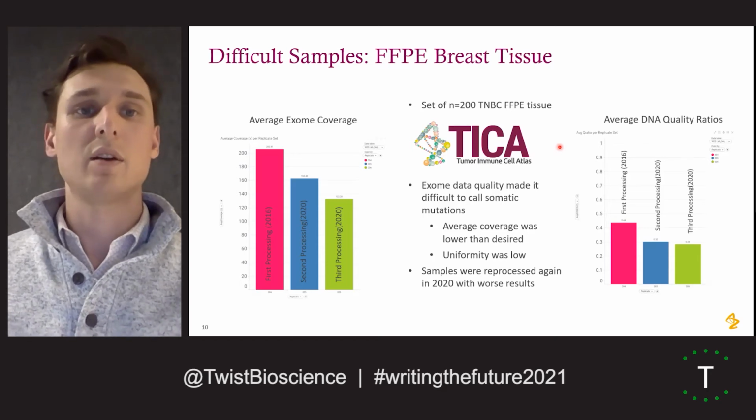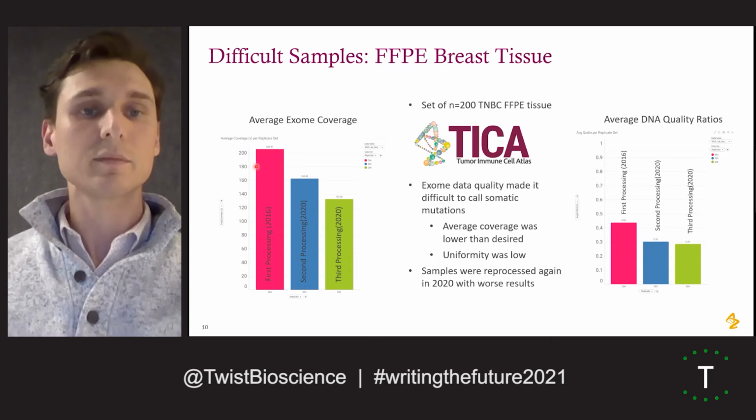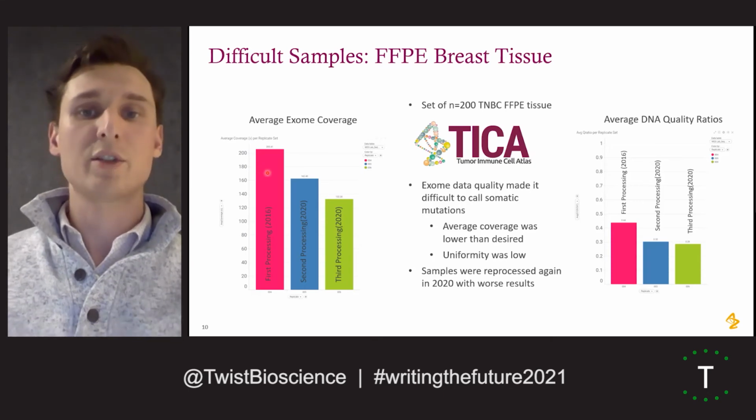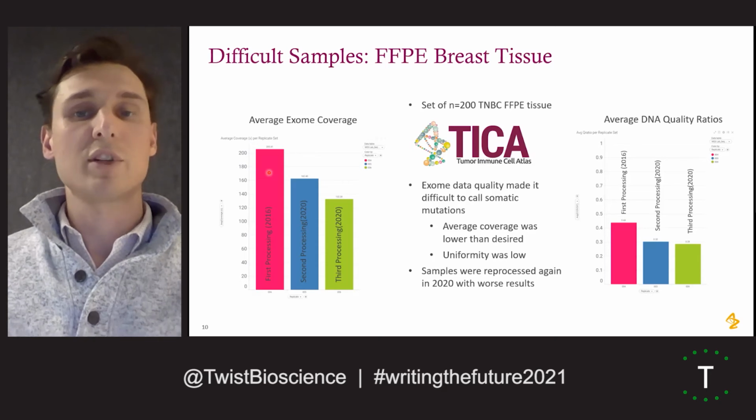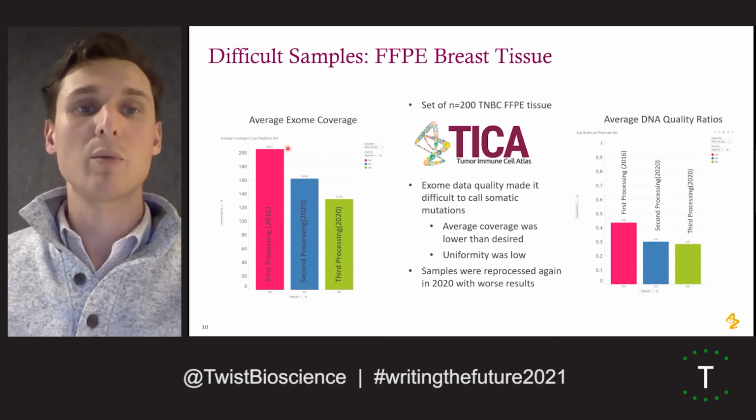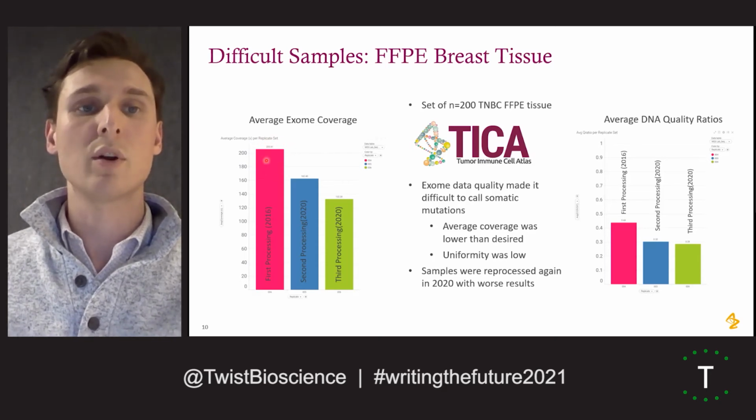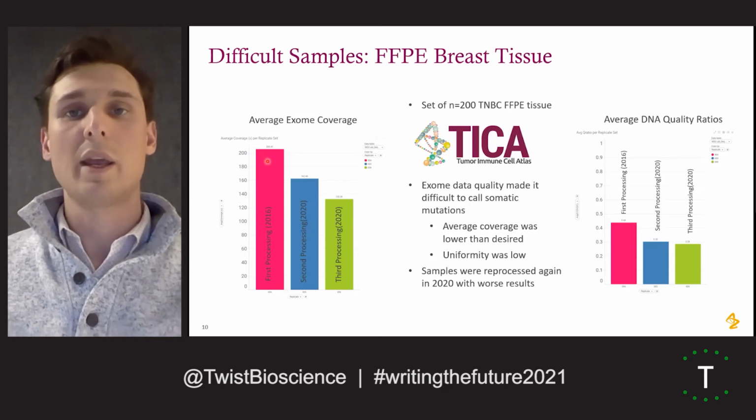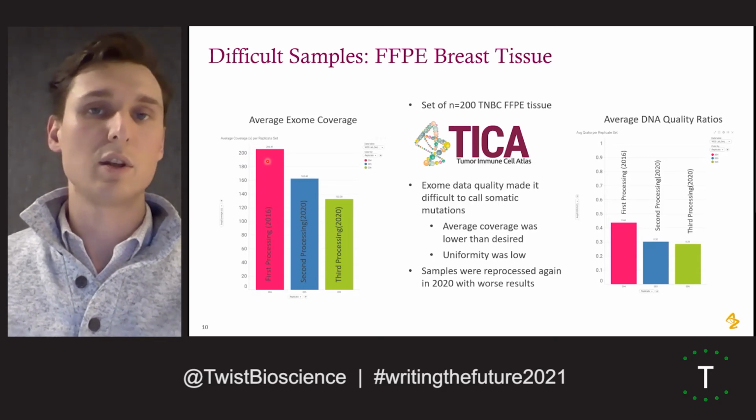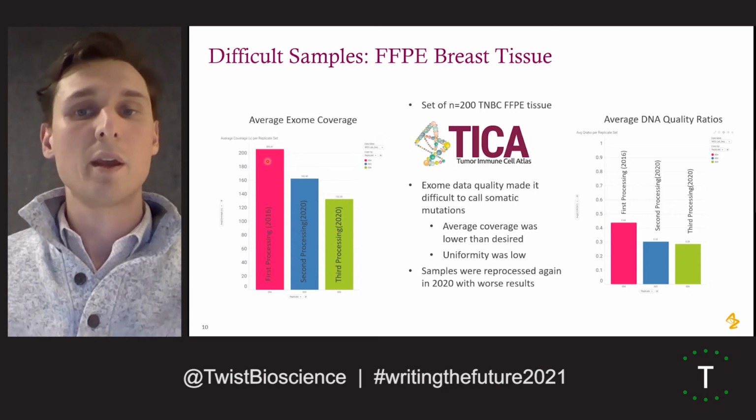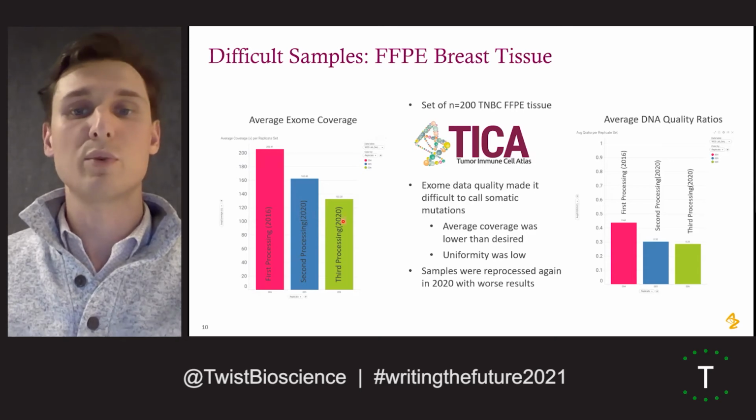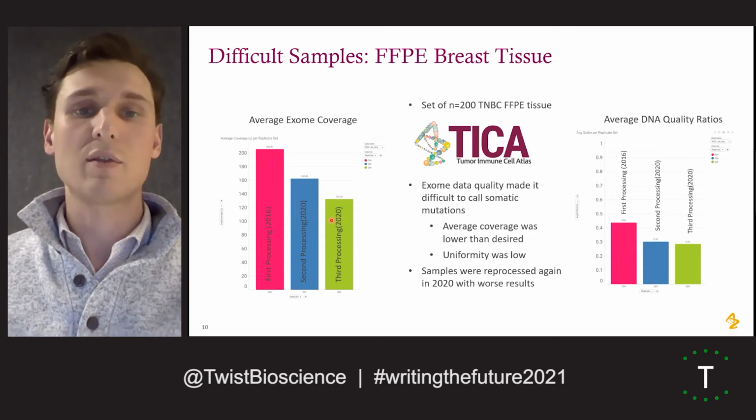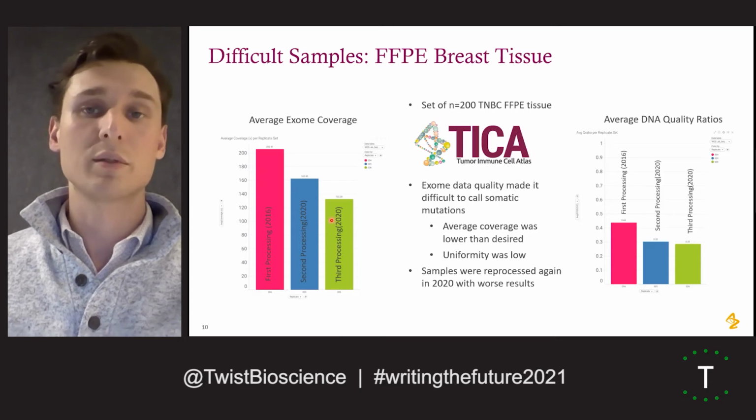So we had originally processed the sample set in 2016, and the exome data quality made it difficult to call somatic mutations. The average coverage was lower than desired. It was about 200x over the entire cohort, but the uniformity was quite low, and our critical biomarker genes generally had lower than 50x coverage. So the samples were reprocessed with exome sequencing again in 2020 using two different parameters, and we saw that the coverage and overall results were worse.